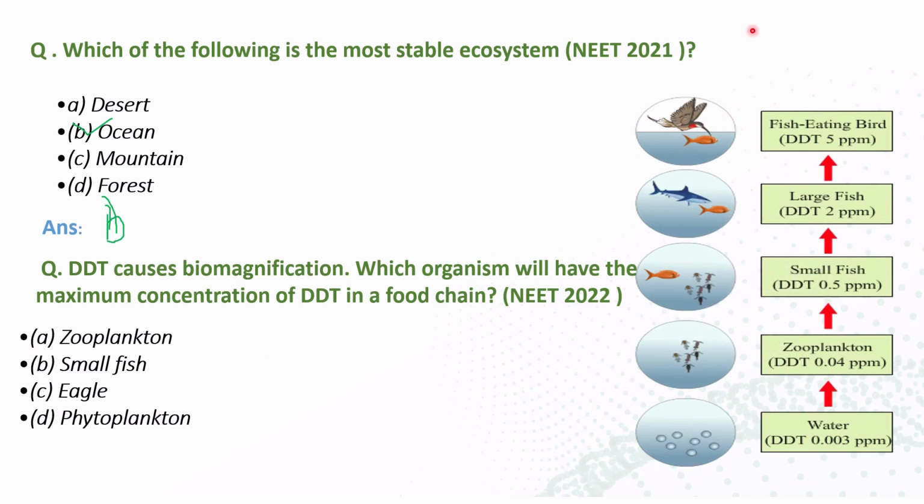Here I took the food chain of the oceans itself. Okay, if you see, there are so many types of organisms in the ocean. First of all water, which also contains some amount of DDT. Then the zooplankton, small fishes, large fishes, and then fish-eating birds. So it goes from this level to this level, like producers, primary consumers, secondary consumers, and tertiary consumers. In these you have to say which one will show more concentration of DDT.